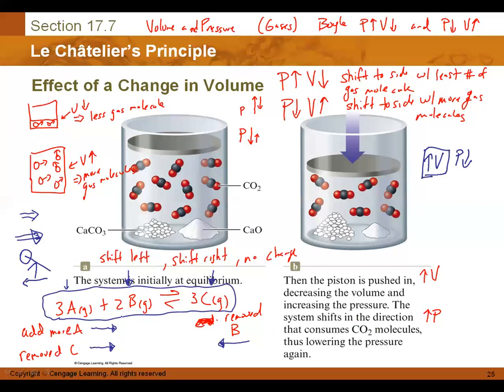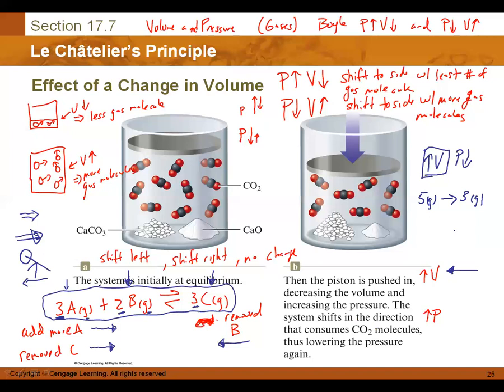So if we look here on the left-hand side, they both are G's. And really simply, all you need to do is add the coefficients. So we have 2 there and 3 here. That gives us 5 gas molecules on the left-hand side. When we go to the right-hand side, this is a G as well. We have 3 gas molecules on the right-hand side. That means in this particular case, when we increase the volume, the equilibrium will shift to the side that has more gas molecules. So in this case, it will shift to the left. Any questions on that particular one?